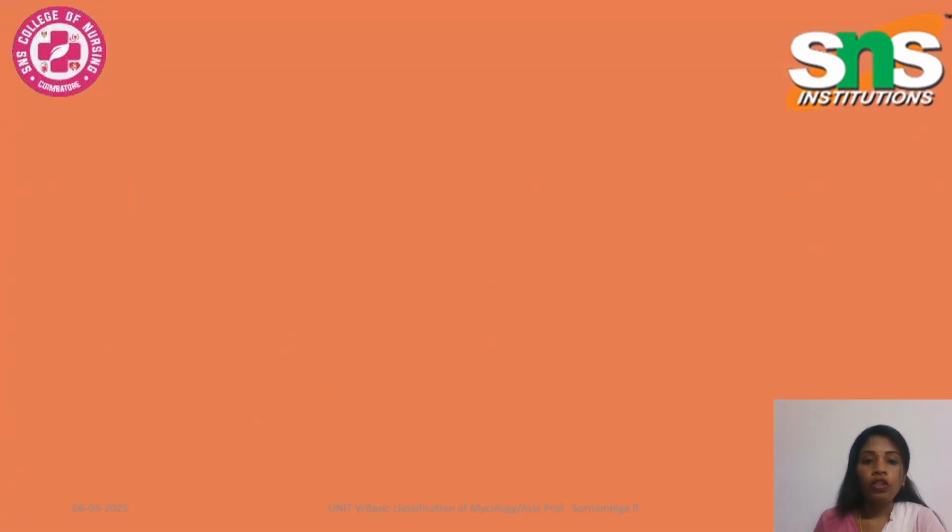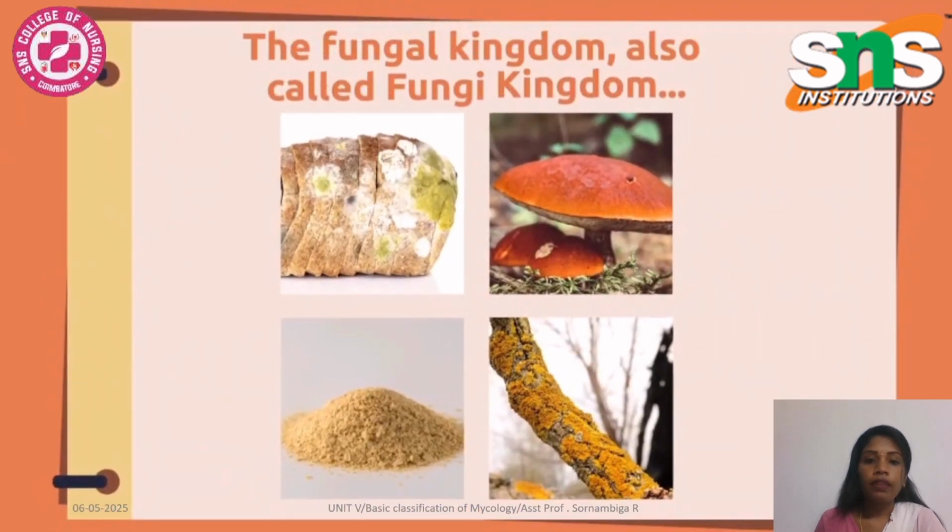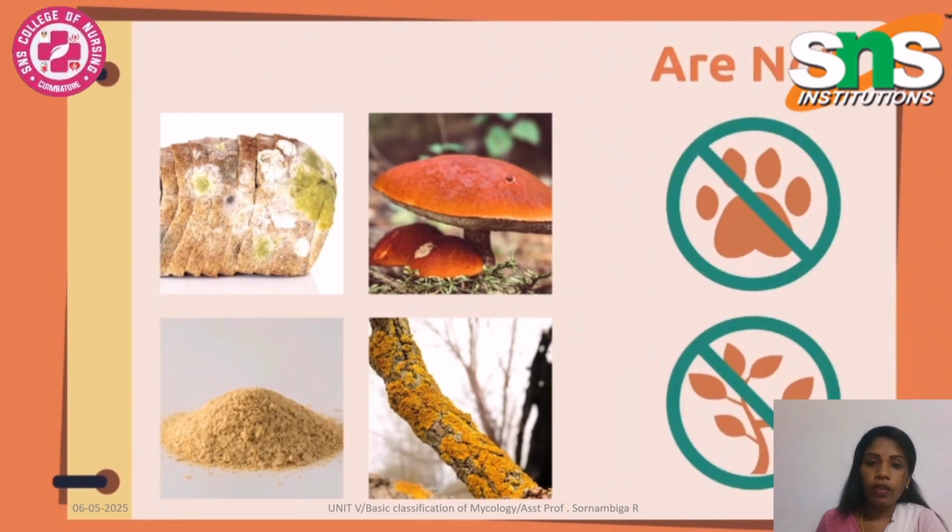Which of these organisms can we say is a fungus? All of them are fungi. Let's learn more about these organisms. What are fungi? Fungi form their own kingdom, called the fungal kingdom, and they are not animals or plants.